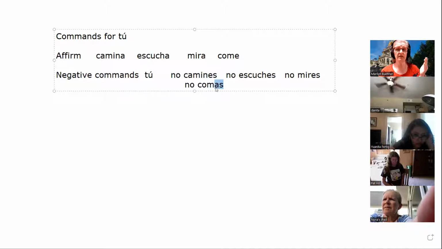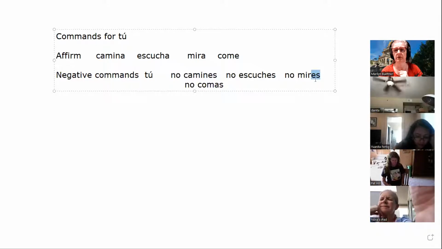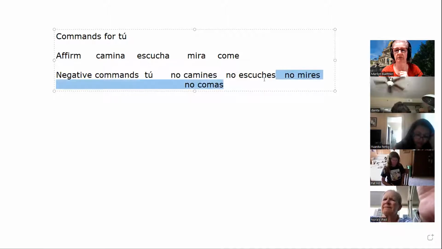Negative commands bring the S back, but they don't use the vowel that looks right. They use the opposite vowel. So ER verbs like comer: the S comes back, but the vowel isn't e, it's a: comas. No comas, don't eat. No lo comas, don't eat it. No lo mires, don't look at it. No escuches, don't listen.